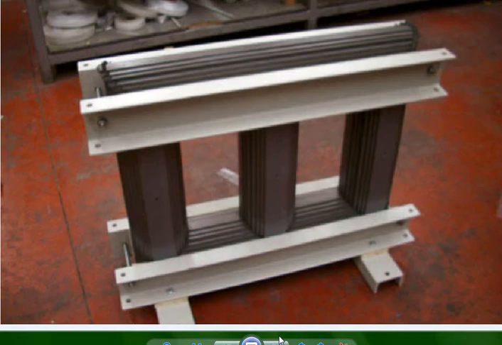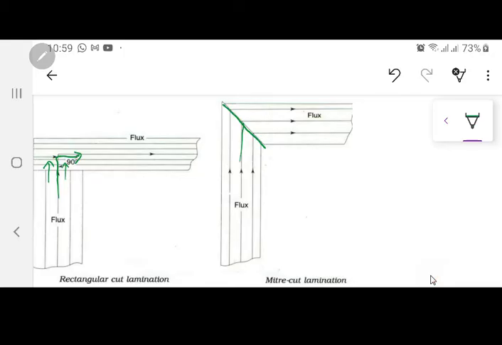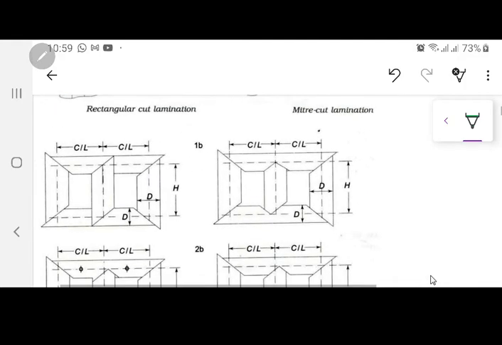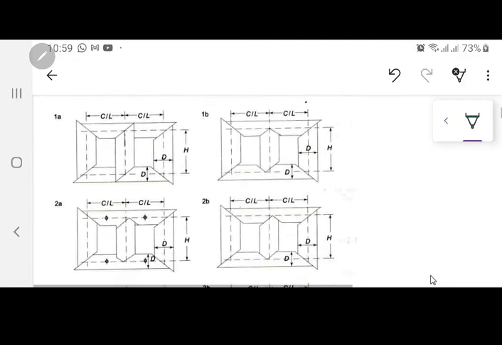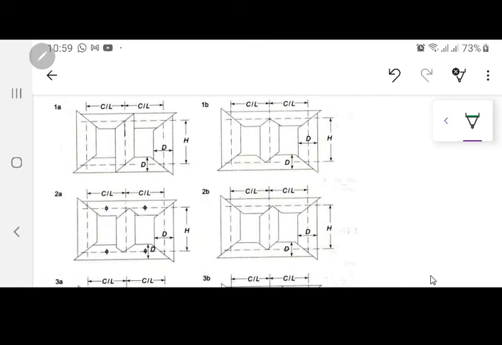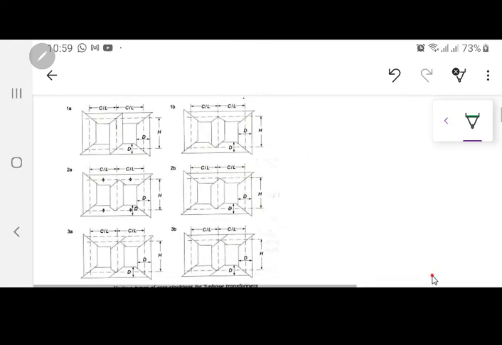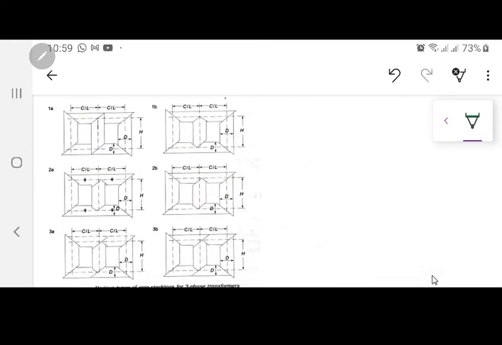Now when this step structure is under consideration, this time you have to make some different shapes of your core, and by different shapes of the core I mean something like this. Now if you are seeing these 4 diagrams, these are actually 6 of them over here. These are different shapes cut in mitred cut lamination shape, so that you can make a three-phase core type transformer.